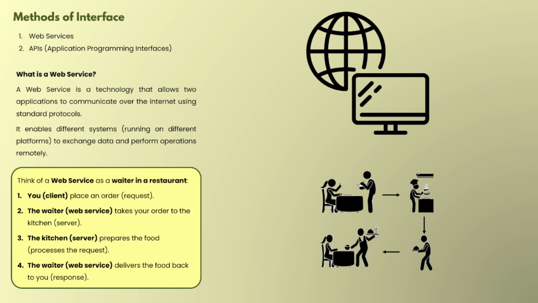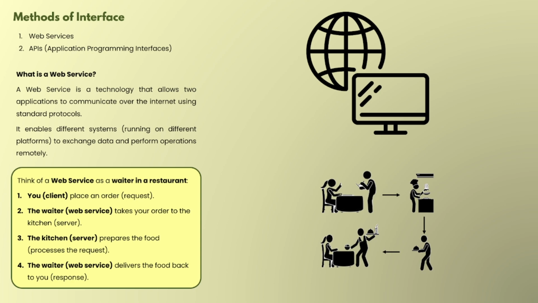Once the food is ready, the waiter brings it back to our table, and it is nothing but a response from the server. So the web service takes the result from the server and hands it back to us, the client. It's just like a waiter bringing the pizza from the kitchen. In our case, it is bringing some data. So I guess it is a very easy example to understand.